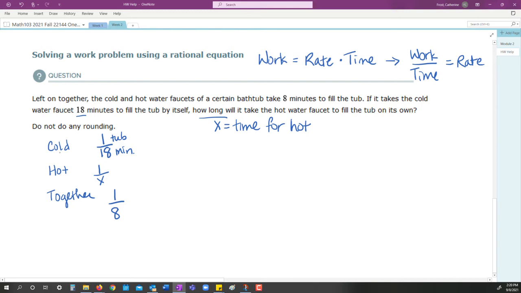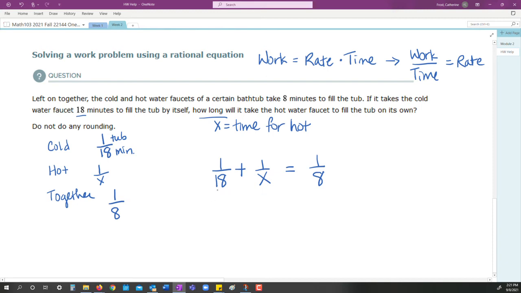Okay, now if we have the cold water turned on full blast, we're getting 1/18 of the tub. If we have the hot water turned on full blast, it's 1/x, whatever that is. If we add them together, that's the same as having them both turned on full blast. So we're just basically saying the rate of the cold water faucet plus the rate of the hot water faucet should be the rate together. So this is our equation, and this is definitely the hard part for most people, is getting to here.